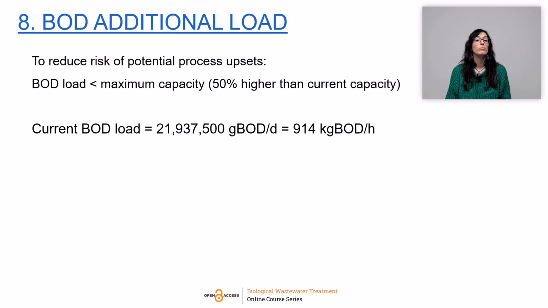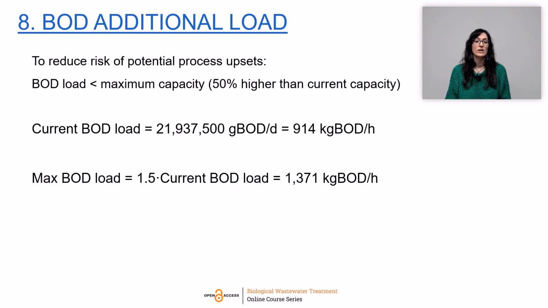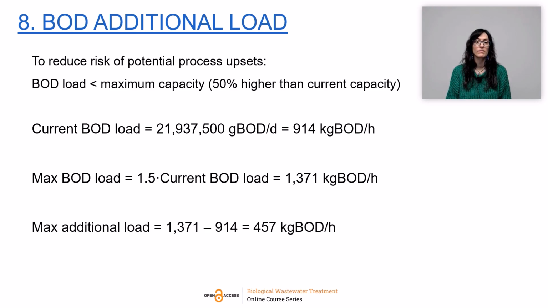We know from previous calculations in this exercise what is the current BOD load that we have. And we can calculate how much would be the maximum BOD load that the plant can treat if we multiply the current load by 1.5. And why do we do this? Because then we are taking into account that extra 50% that the plant can still treat without additional problems.